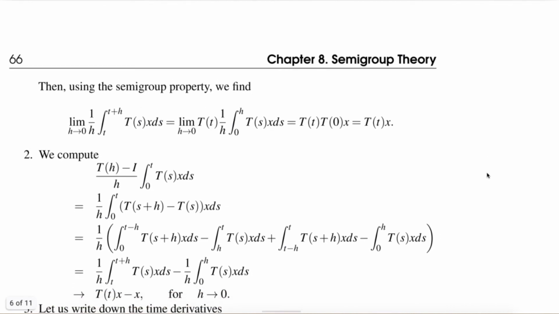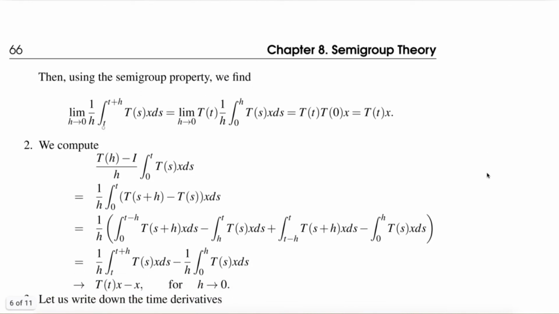So now we can use the semigroup property and do this for an integral from t to t plus h. So we advance everything by t, because now we can take out the little t thing, and then we get an integral from 0 to h. Okay, so that's how we used the semigroup property here. And then we use the previous result from the previous page, so that this guy here goes actually to T(0), and T(0) is the identity, so then we have T(t)x.